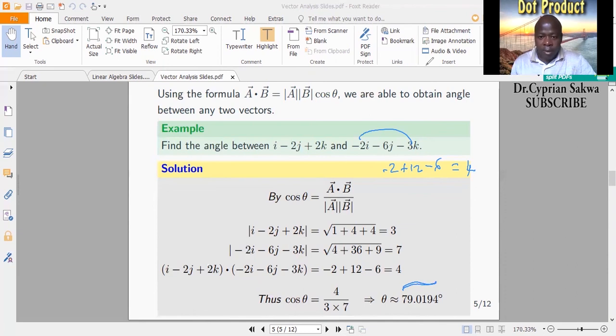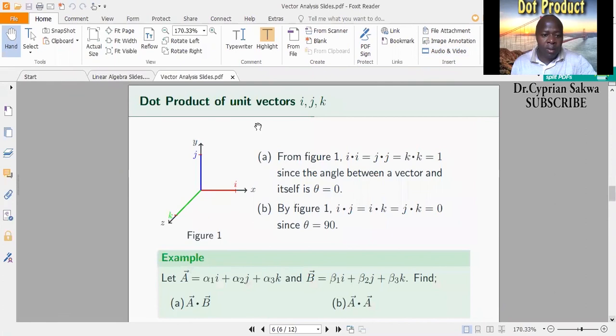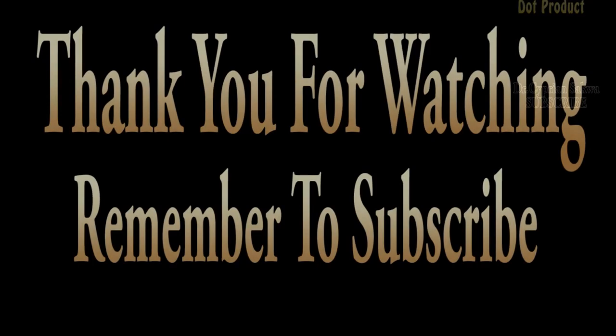So next time we look at the dot product of unit vectors i, j, and k. That's what we'll be looking at in our next video, the dot product of unit vectors i, j, and k.